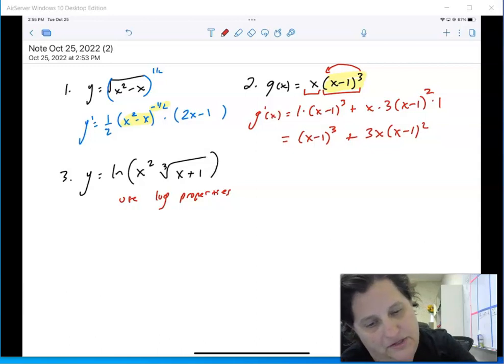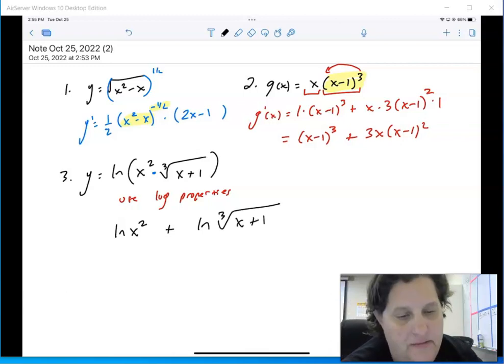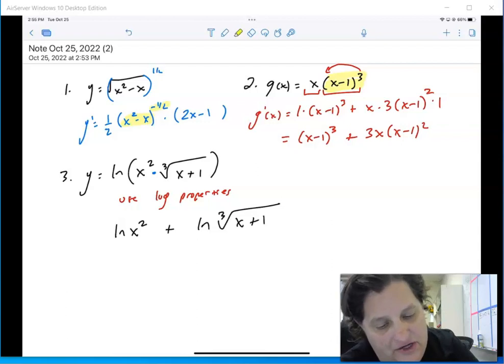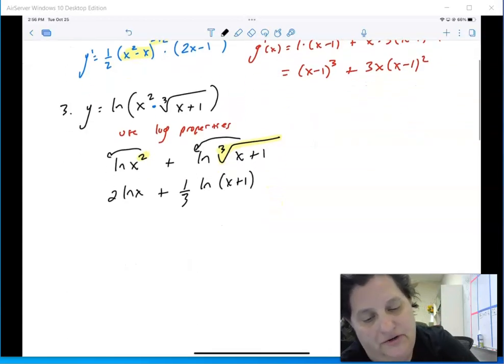Okay, so we're going to go like this. First of all, this is multiplied, so I could split this up to ln x squared plus ln cube root x plus 1. All right. And then they actually both have exponents, a 2 and a 1/3. I can bring those down front. So this is 2 ln x, and that's 1/3 ln x plus 1. And then this is so much easier to take the derivative of.